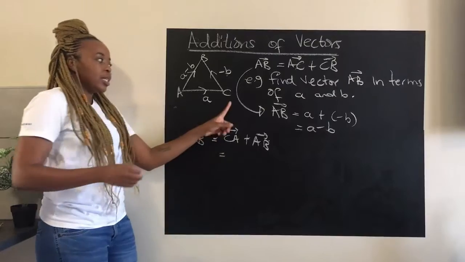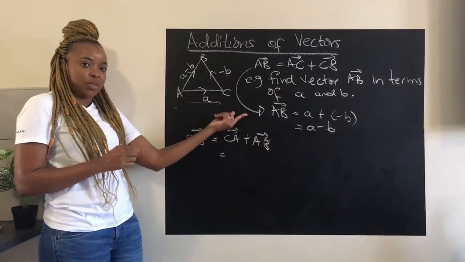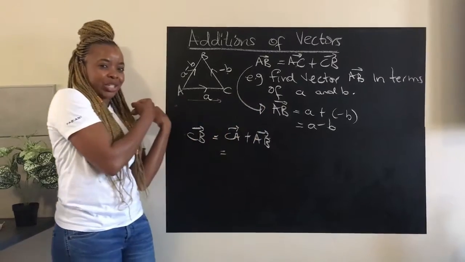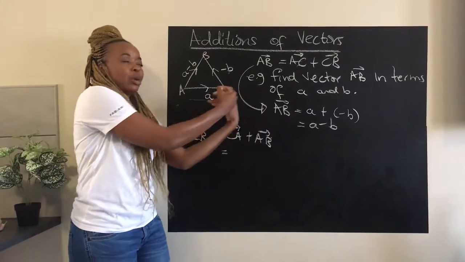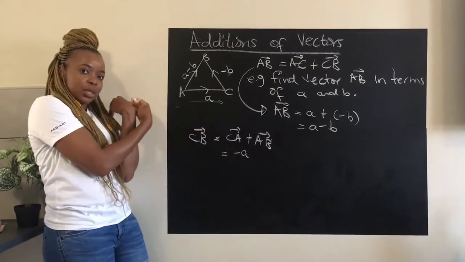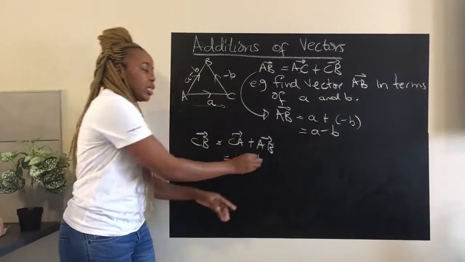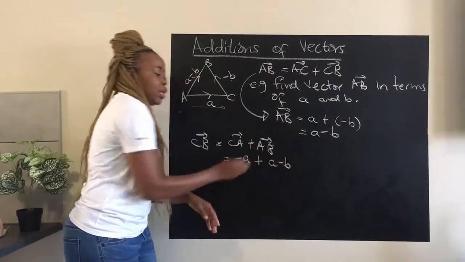So we know CA, because it's in the opposite direction. This was positive A. Now we want to come back from C going to A, so we have a negative A because it's the opposite direction. So we have negative A plus AB. We know now that AB is A minus B.